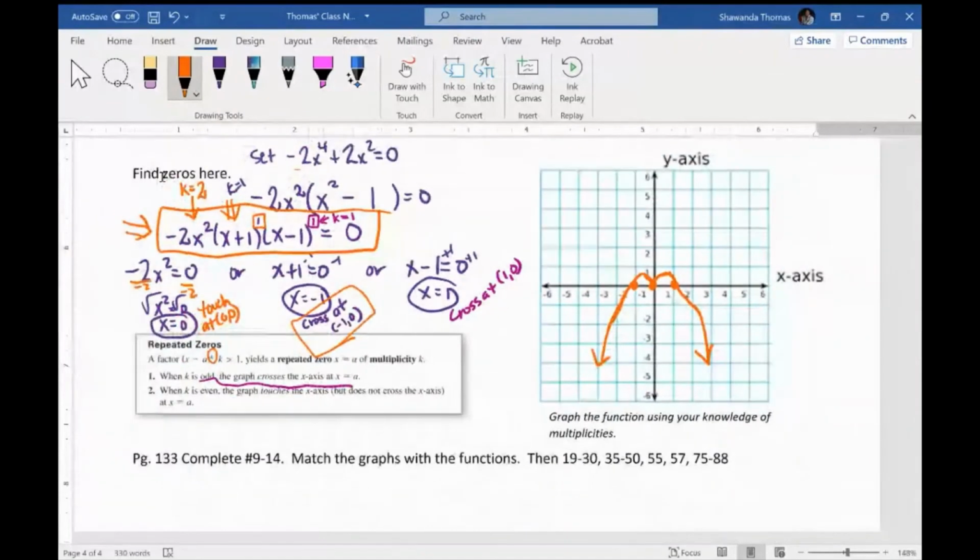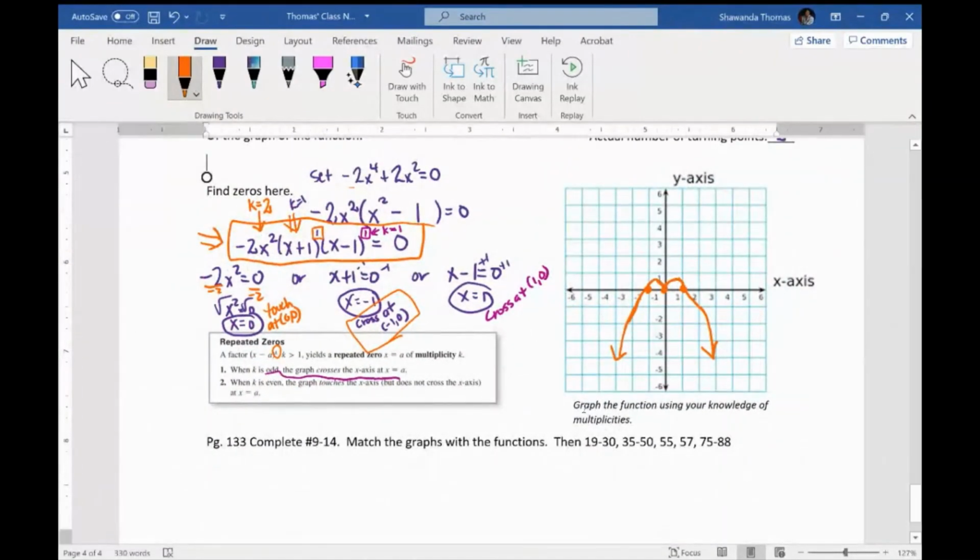All right. We're going to do one last thing. Any questions about that? Repeat the K. If the K is odd, we call that an odd multiplicity, and the graph crosses the x-axis at that intercept. If K is even, we call it an even multiplicity, and the graph touches or bounces right there. It doesn't go through the x-axis right there.